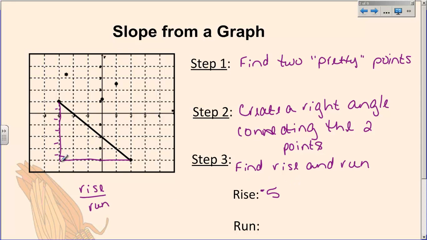Now my run is how far across did I go. Like I told you, we will always run to the right. So I'm going to run to the right, and I'm going to count how many spaces I went to the right. I went 1, 2, 3, 4, 5 spaces to the right. So my run is 5.